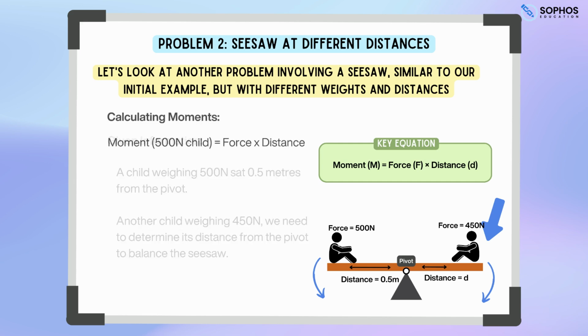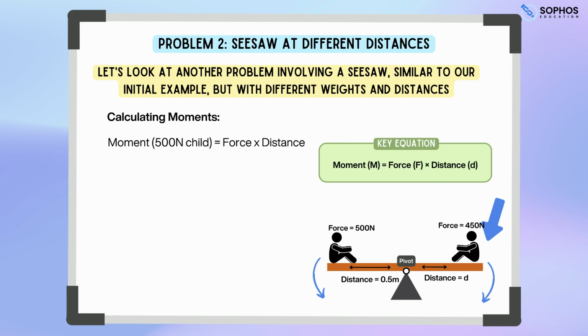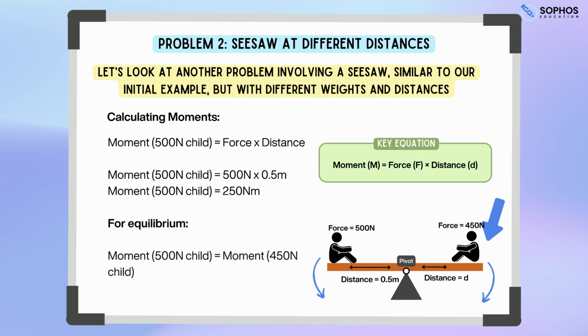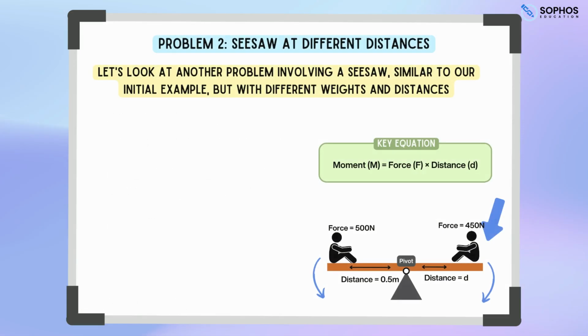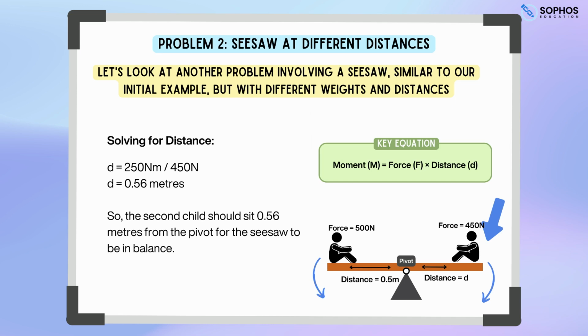Now we need to calculate the moments. Starting with the moment of child 1, we plug our known values into the equation. So we have the moment of child 1 is equal to 500 times 0.5, this equals 250 newton meters. We know for equilibrium, the moments should be the same, so we can input our known values into the formula. So we have 250 is equal to 450 times the distance. Now we solve for distance by rearranging the equation, giving us 0.56 meters. So the second child should sit 0.56 meters from the pivot for the seesaw to be in balance.